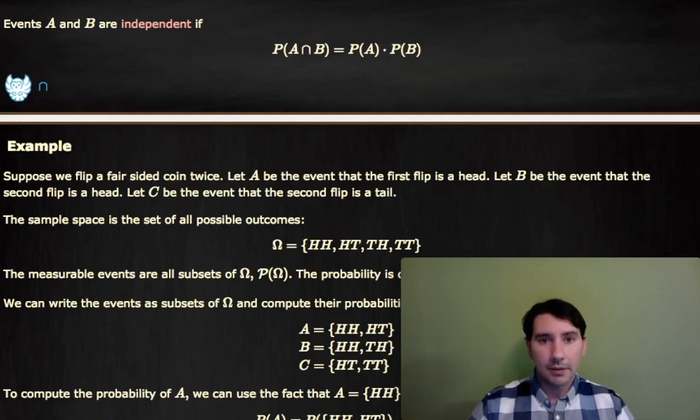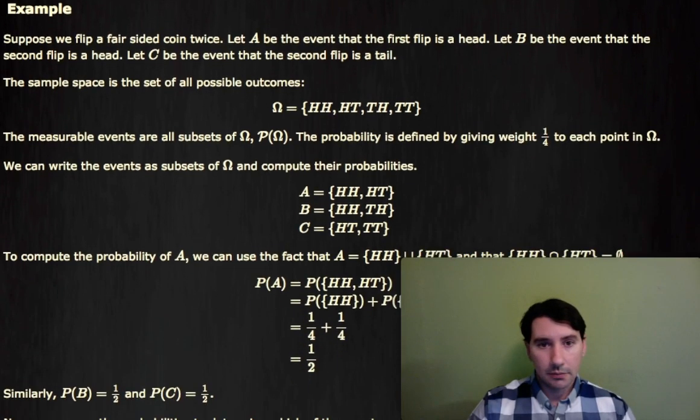We say two events A and B are independent if the probability that A and B occur is equal to the probability of A times the probability of B. So we're going to start with an example, which is the classic coin flip example. And you always assume that the flips of the coin are independent. And here's another way to look at that.